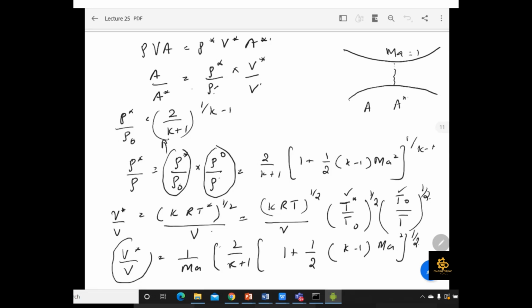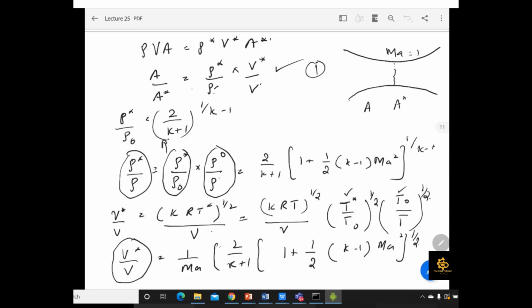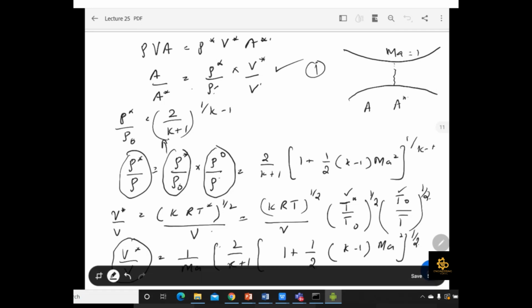So we have now two equations. If we put these equations into equation number 1, you will get the value of A by A star easily. There is no difficulty in this, so note it down and then we'll move towards the next one.